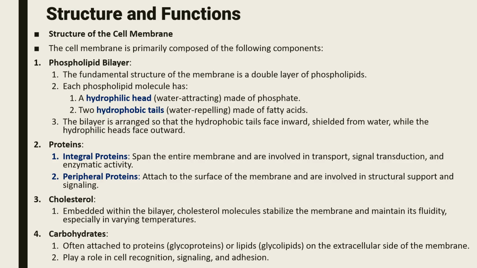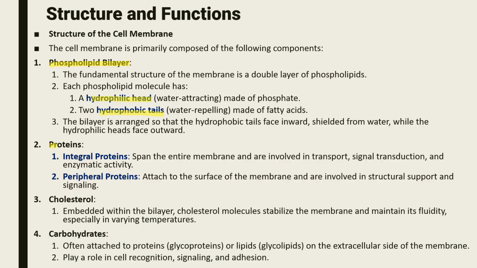Structure and function. The first and most important thing in the cell membrane is the phospholipid bilayer. The fundamental structure of the membrane is a double layer of phospholipids. It has a hydrophilic head and a hydrophobic tail. Hydrophilic means water attracting, water loving, and the hydrophobic tail means water hating, water repelling.